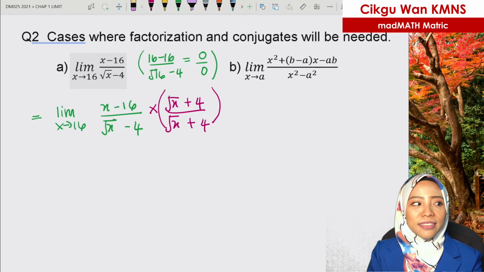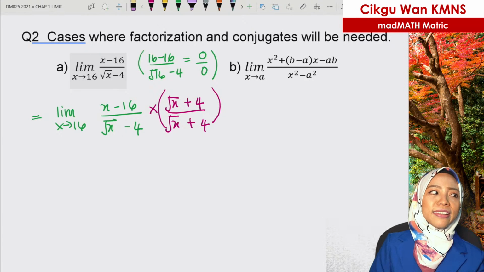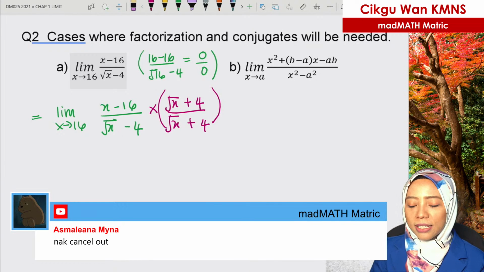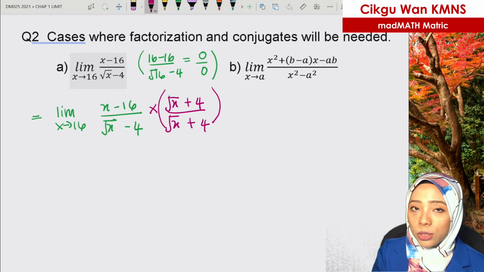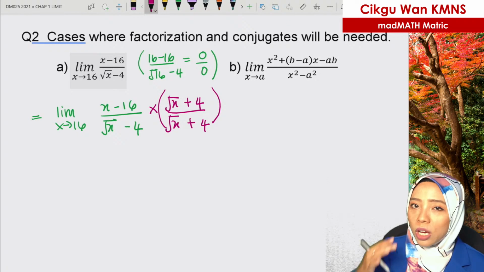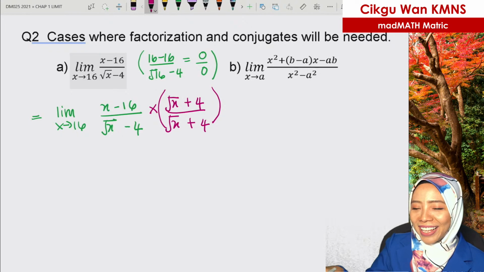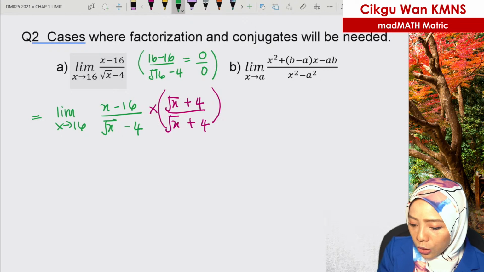Okay. Yes, very good, Sufia Nordin. Sufia said equal to 1. Others said cancel out. Yes, we do want to cancel out, but the reason is that top and bottom are the same. The same thing we must put because it is equivalent to 1. So we are not changing the question. We are allowed to use that because we only modify the question, we don't change the question. Okay, so now we continue.